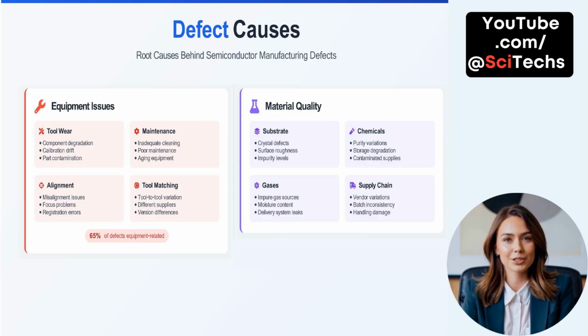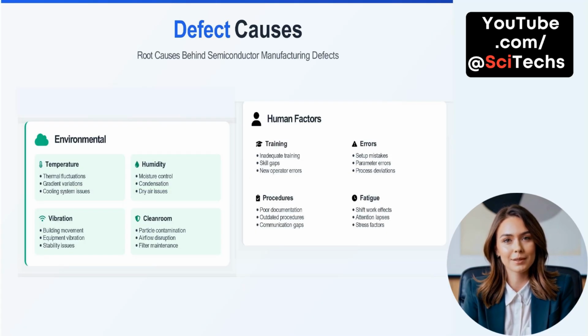Lastly, supply chain issues like vendor differences, inconsistent batches, or mishandling during transport can lead to process variability. Managing both equipment reliability and material integrity is essential to maintaining high yields and minimizing defects in semiconductor fabrication. Environmental and human causes of defects. Environmental conditions can significantly affect semiconductor manufacturing quality.